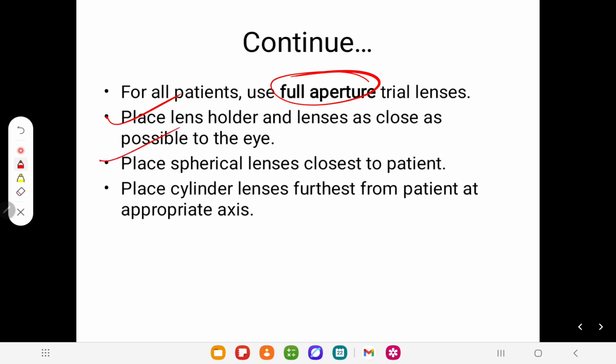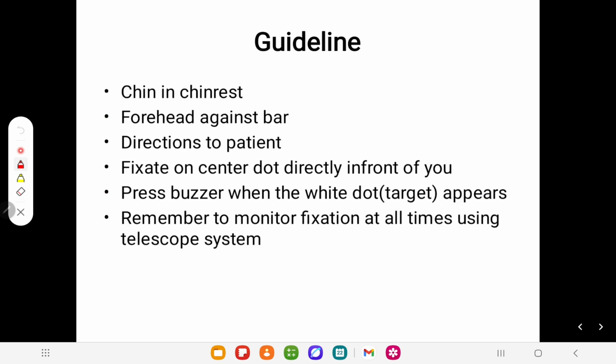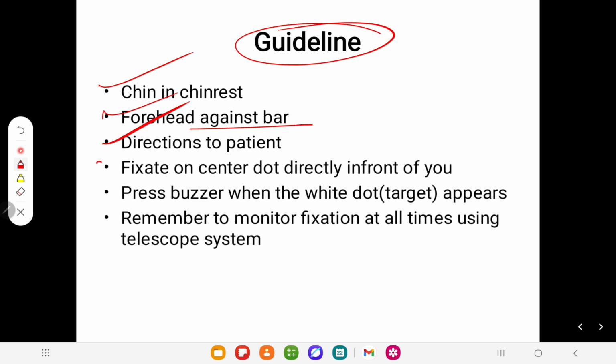Place the spherical lens closest to the patient and the cylinder lens away from the patient. That's the same thing as when we do subjective refraction. Place the cylinder lens farthest from the patient at the appropriate axis. That's important. So basically the guideline: chin in the chin rest, forehead against the forehead bar. Direct the patient to fix at the center and not directly in front of you. Fixation must be in the center.